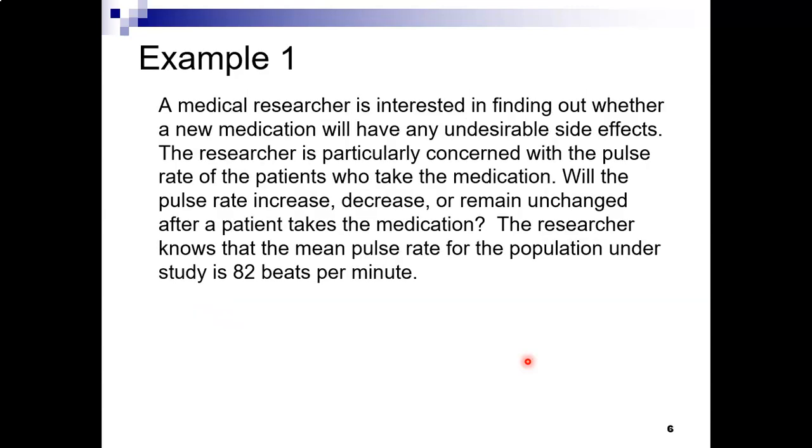Okay, so here's an example. A medical researcher is interested in finding out whether a new medication will have undesirable side effects. The researcher is particularly concerned with the pulse rate of patients who take the medication. Will the pulse rate increase, decrease, or remain unchanged after the patient takes the medication? The researcher knows that the mean pulse rate for the population under study is 82 beats per minute. This is going to define our H0. H0 is 82 beats per minute. Now, is this a proportion or a mean? It says the mean pulse rate, so we're dealing with mu here, not P. We're dealing with a mean.